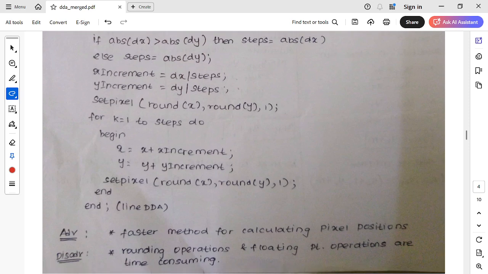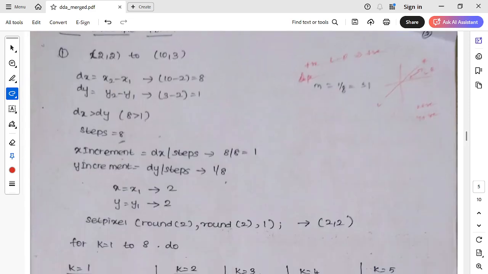So another important thing is here you're going to round off the value. So you're going to round the value you're getting. So we'll see an example problem so that you'll have a clear view. Okay, so here in the question they have given the starting and end point. The starting point is 2 comma 2 and the end point is 10 comma 3.